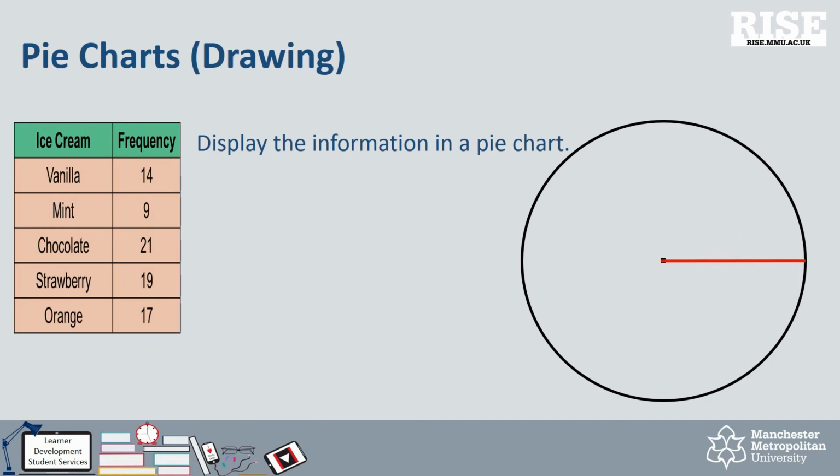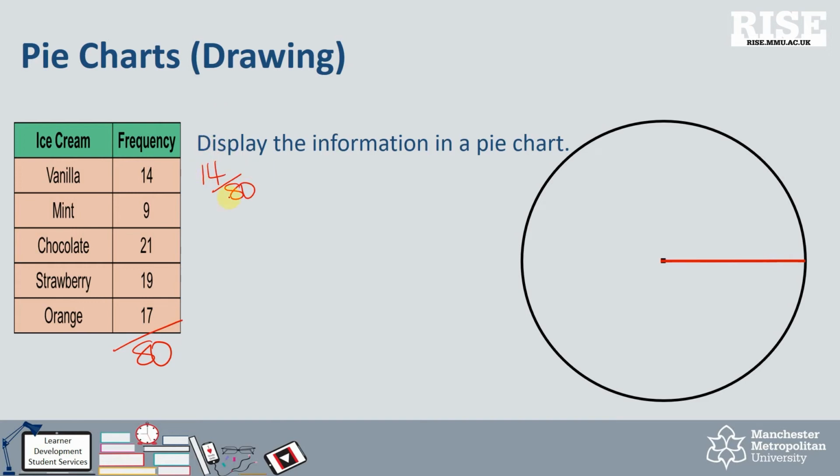Now I need to find out the size of each angle that I'm going to have to draw. So I have 14 people choosing vanilla out of, well, I do need to know, I need to add up all of those flavours. So 14 people chose vanilla, 9 chose mint, 21 had chocolate, 19 had strawberry, and 17, rather randomly, had orange ice cream. So there were 80 altogether. So 14 out of 80 people chose vanilla ice cream.